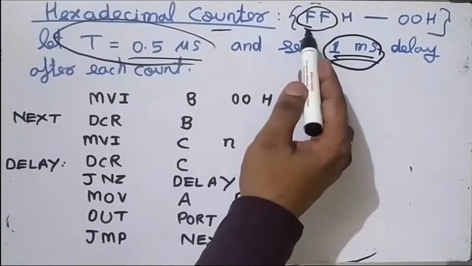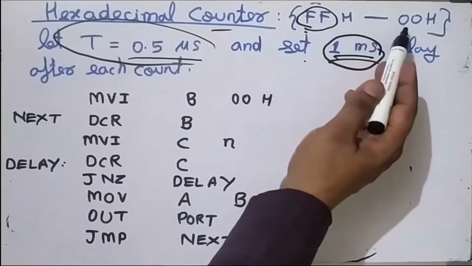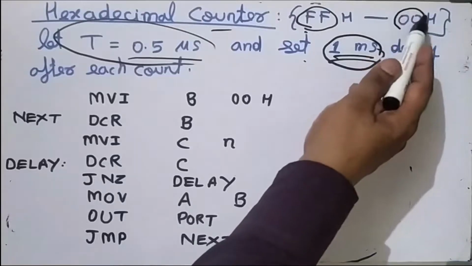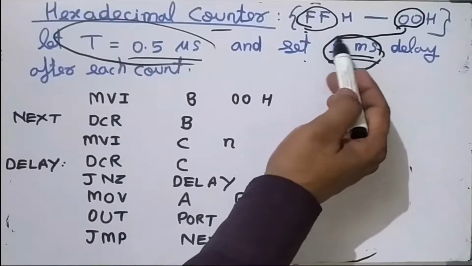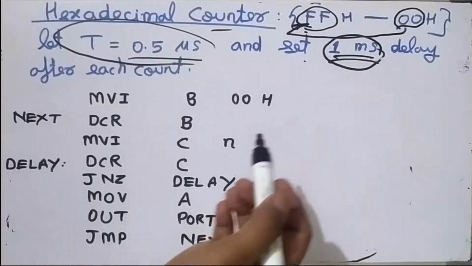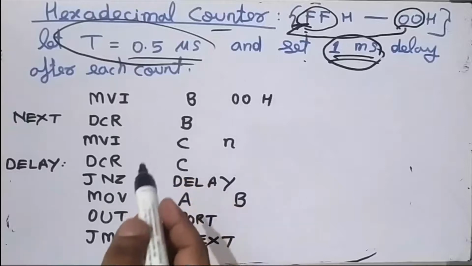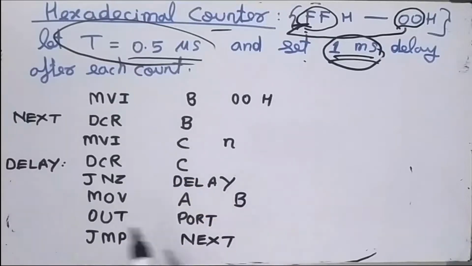Means it should be continuous FF, then decremented up to 00, and after this 00 the display must be followed by FFH again. This should be continued. We require two delay counters. Okay, now look, this is the program. To understand the program, we should start from this point.